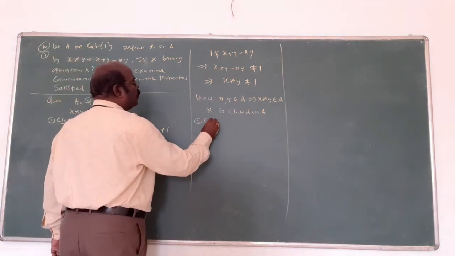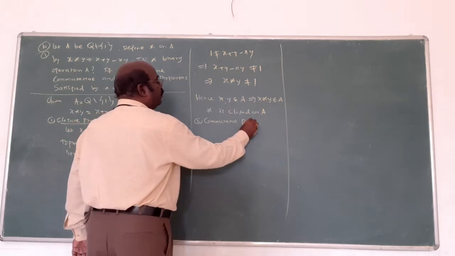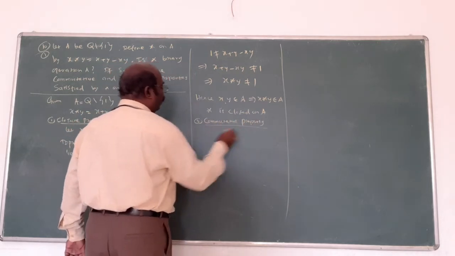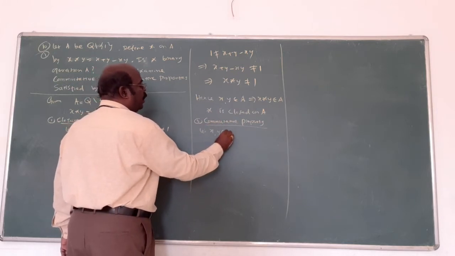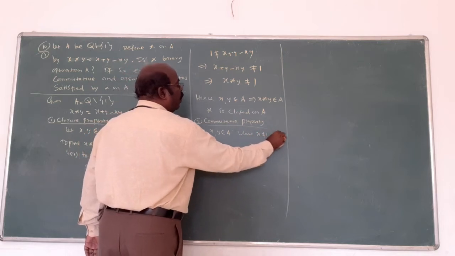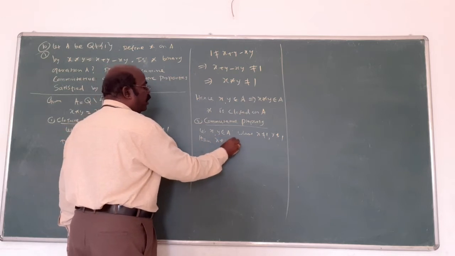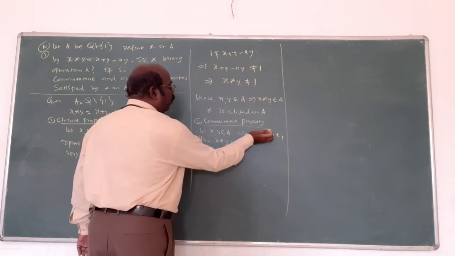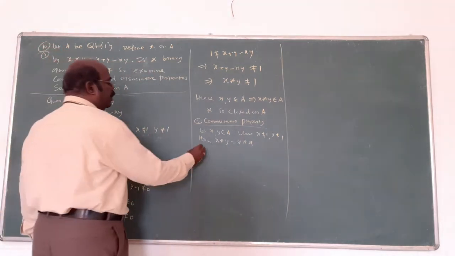Second one, commutative property. What I told you? Let x comma y belong to A. Immediately, when x not equal 1, y would not be 1. Then you want to prove x star y equal to y star x. This is the definition of commutative property.